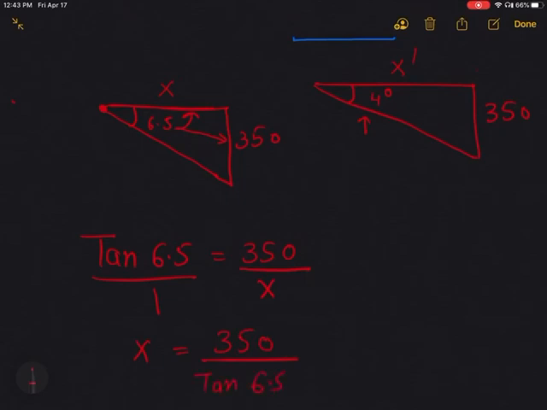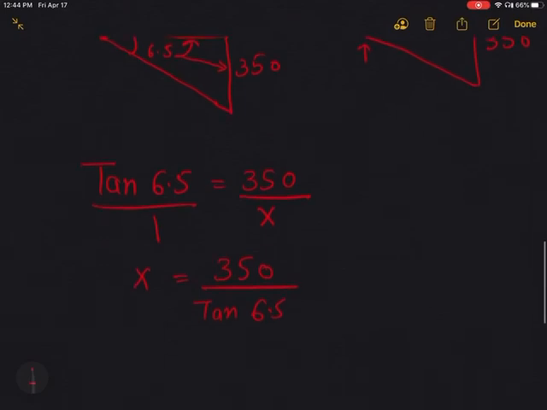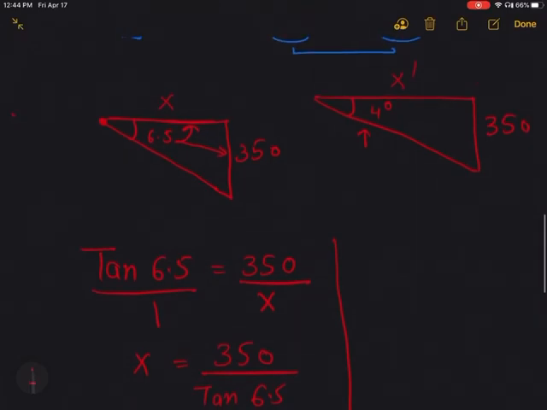So let's type it in. I see 350 divided by, where is tangent? Got it. And here you go. I ended up getting 3071.91. All right, that's what I have for the first triangle. Let's do the same thing for the second one. Let's set it up again. This side is the opposite side.